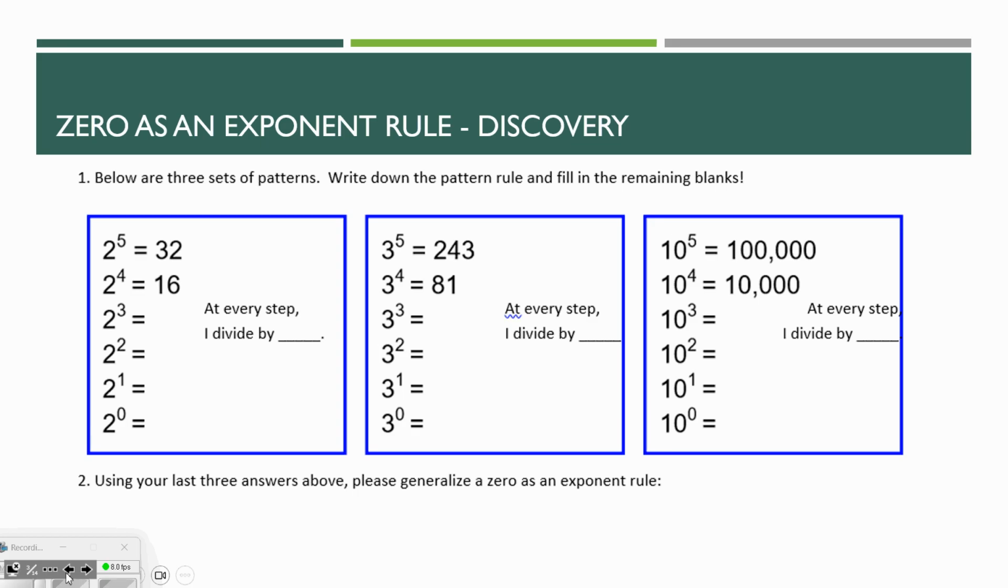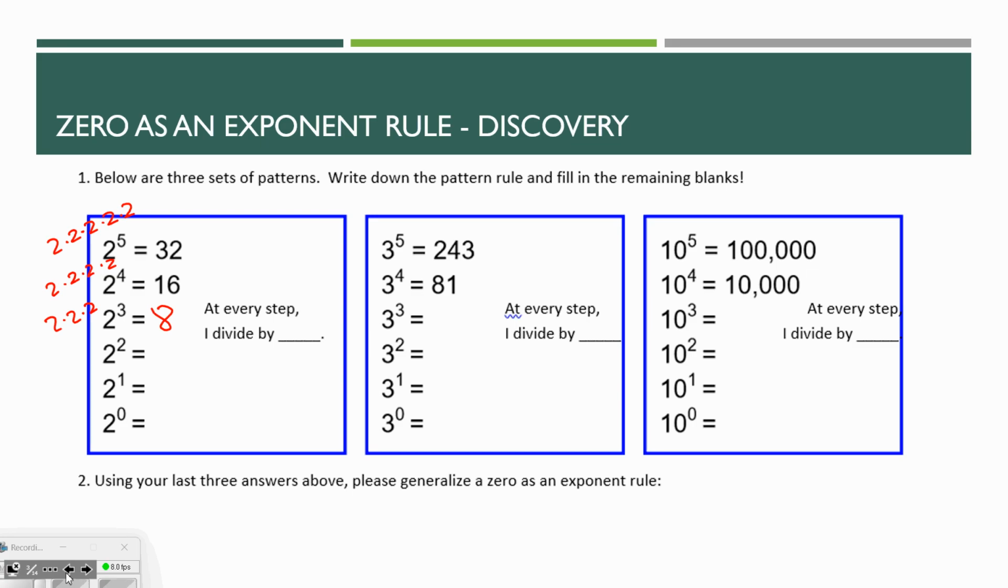Math is all about patterns. So we're going to think of our exponents as a set of patterns. 2 to the 5th really means 2 times 2 times 2 times 2 times 2, 1, 2, 3, 4, 5, right? And that's 32. 2 to the 4th is 2 times 2 times 2 times 2, 16. 2 to the 3rd, we can think of as 2 times 2 times 2, right? We know that's 8.